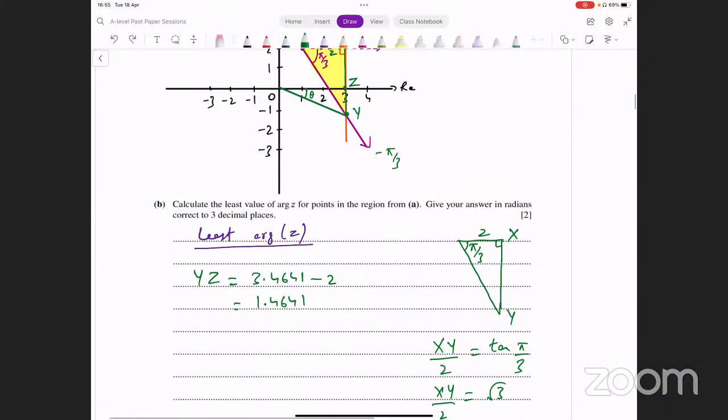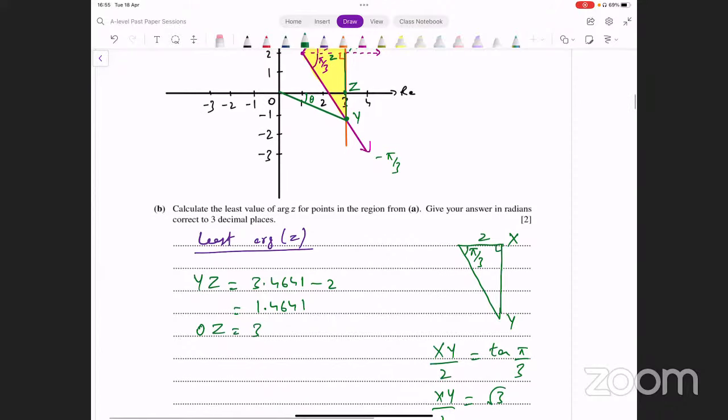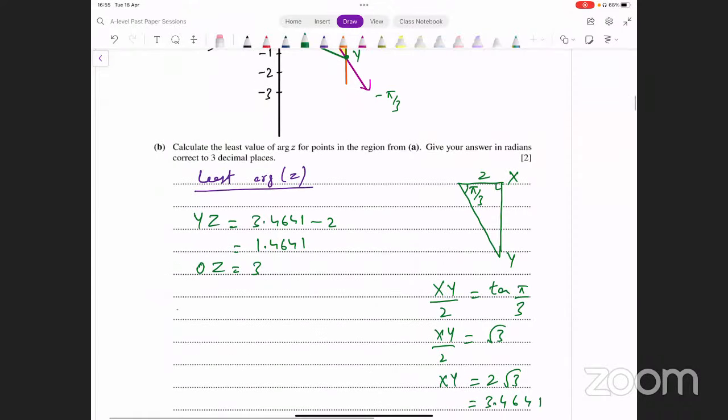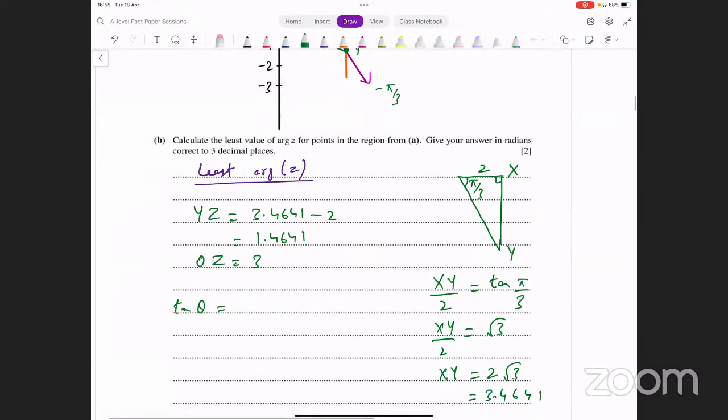We know what oz is. O is the origin. What is the length from o to z? That is 3 units. oz is adjacent, yz is opposite. We can use tan again. We can say tan theta equals opposite, which is 1.461, divided by adjacent, which is 3. This is going to give us the value for theta. Let's see what this turns out to be.